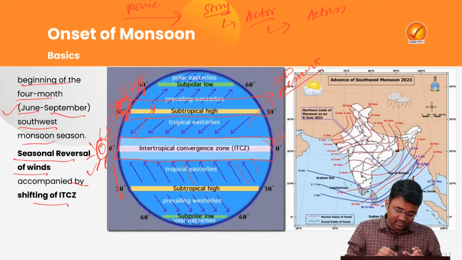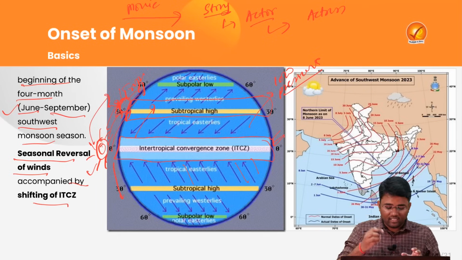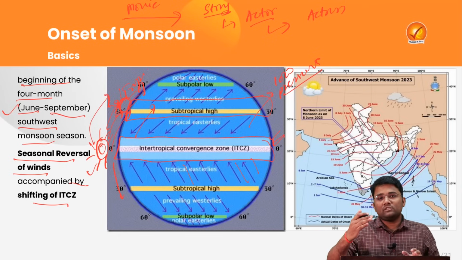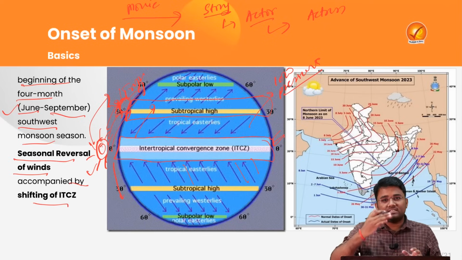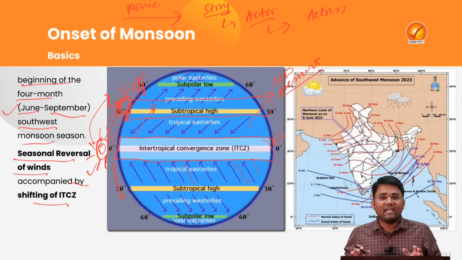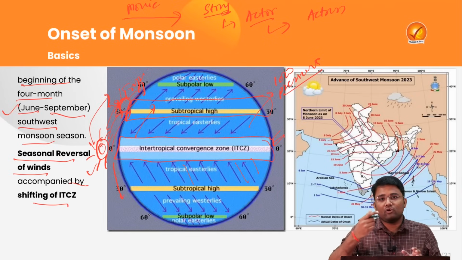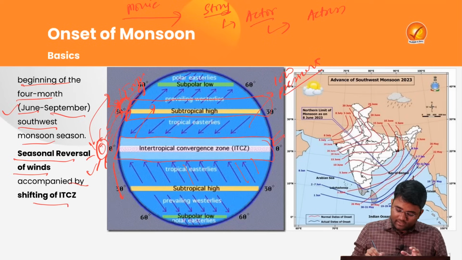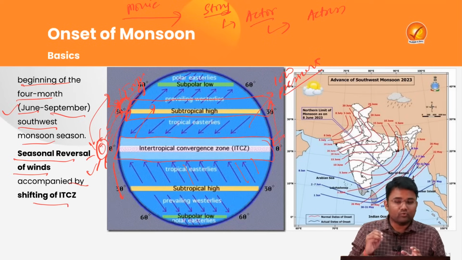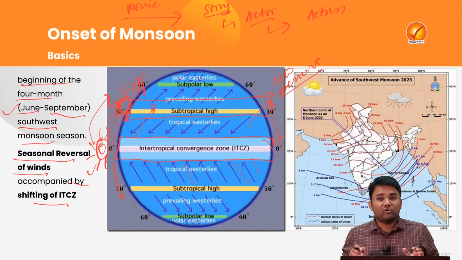The similar case is that the sun is like a movie. As it is moving towards the Tropic of Cancer, the ITCZ is also shifting, there is seasonal reversal of winds also happening and other seasonal and climatic phenomena are changing. Now what does it mean by seasonal reversal of winds? As we have said, this ITCZ is shifting towards the Tropic of Cancer.